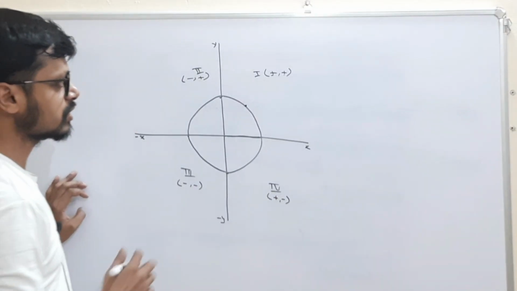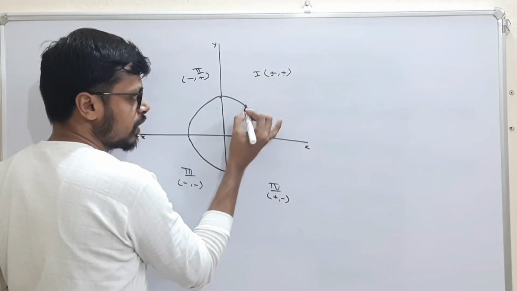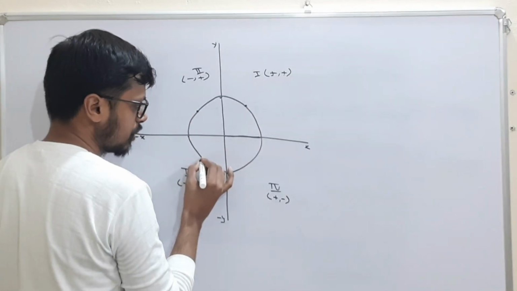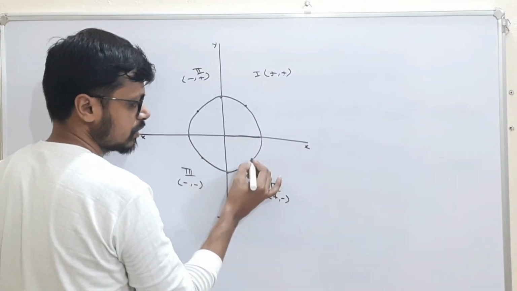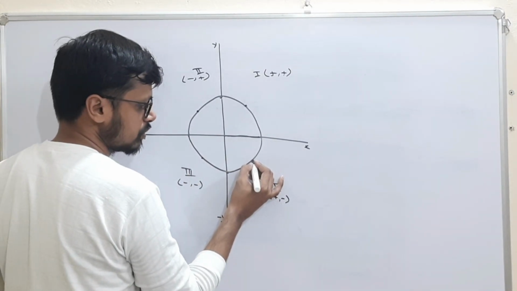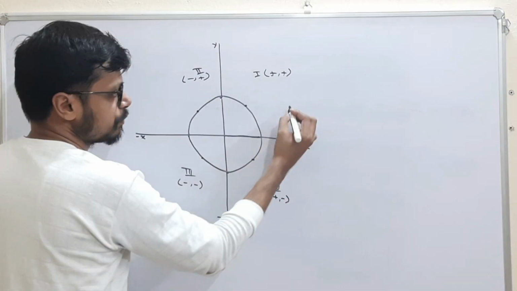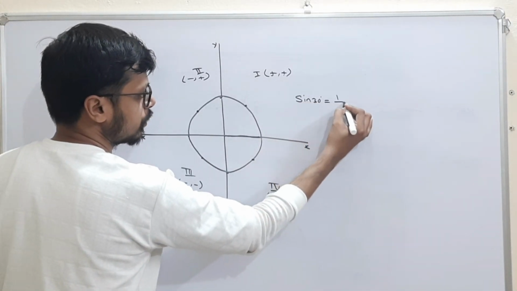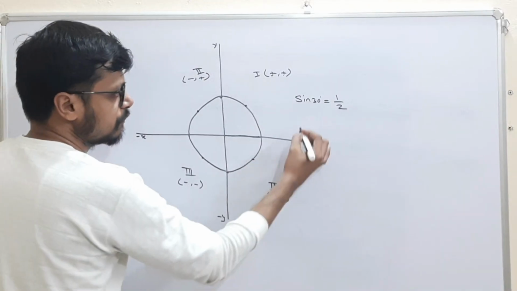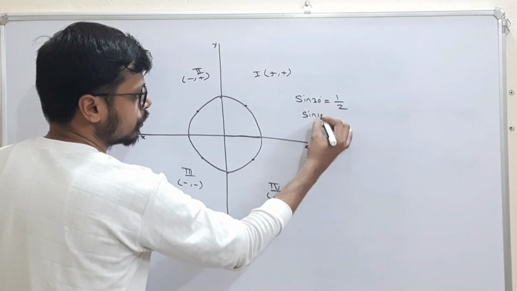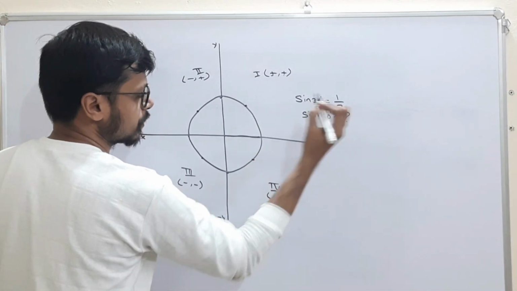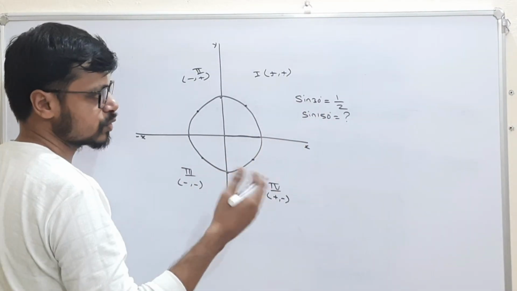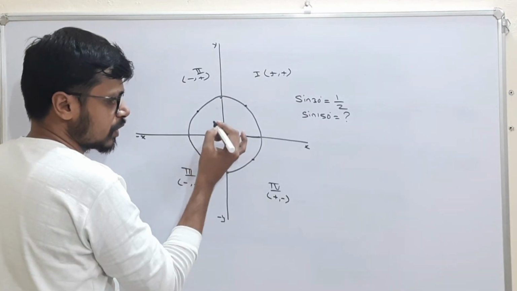Now see, if this one is the point, the mirror image of it will be here. If you draw the mirror image with the x-axis, it will come somewhere here, and with this, if you take the mirror image, it will come here. Suppose you have to find sine 30, you know the value: sine 30 means 1 by 2. But if you have to find sine 150, what will you do? That we are going to understand in this concept. By understanding this, it will be very easy for you to find sine 150, sine 270 and so on. Now try to understand first.